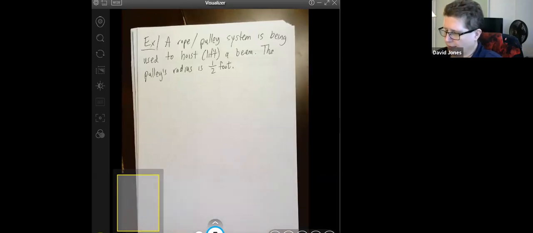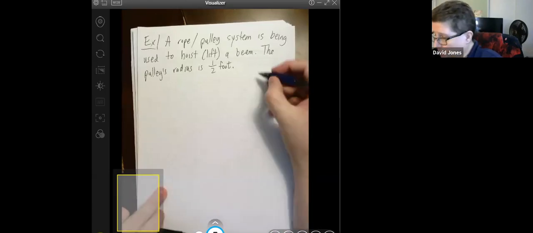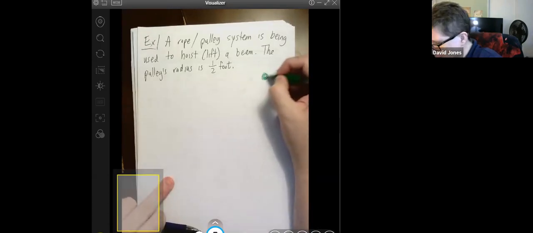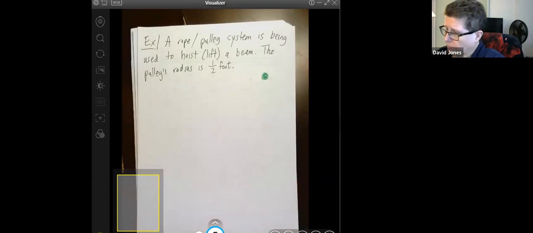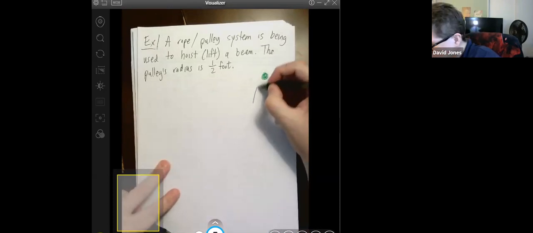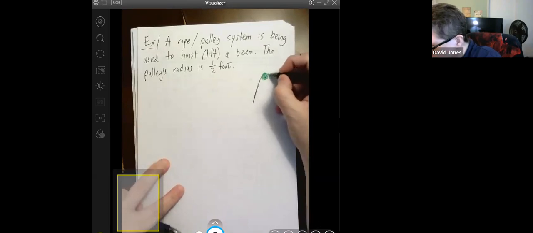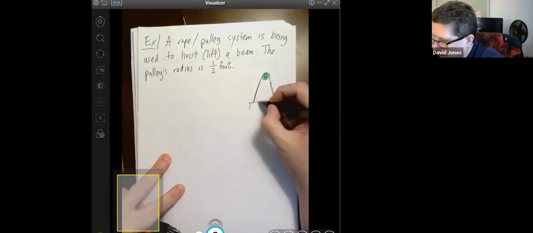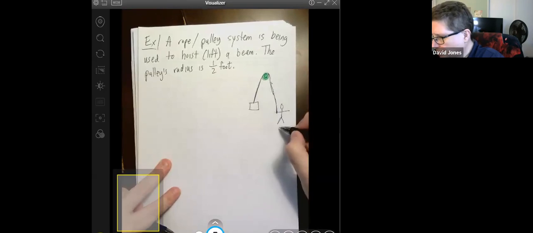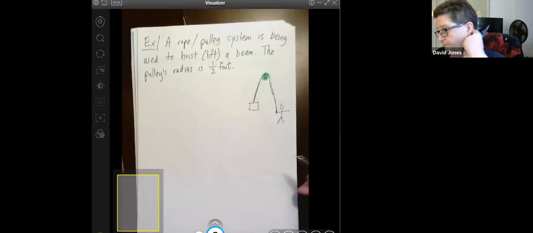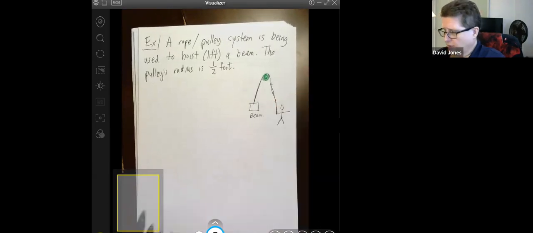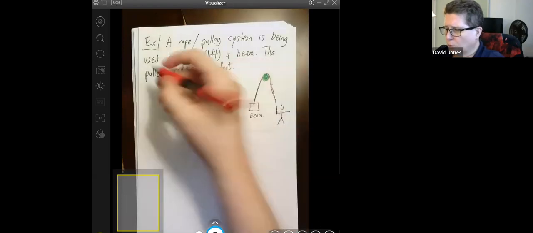And so let me illustrate how that works. We've got a pulley right here. The rope goes over it. And you're down here and you're holding on to it and you're hoisting it. And as you pull on the rope, the beam goes up. Beam. So as the rope moves, the pulley turns.